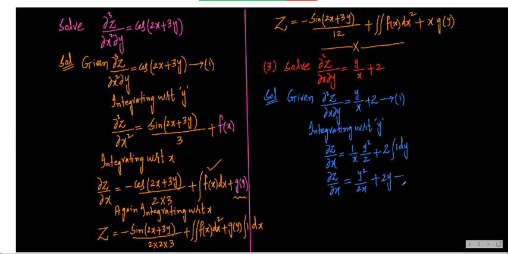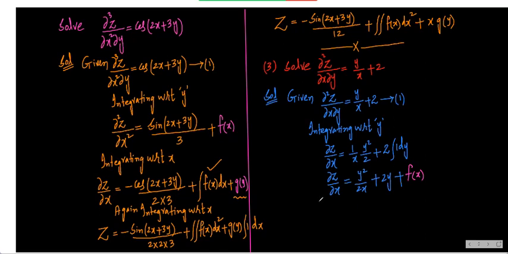After integrating with respect to y, that constant should be in terms of x. So how do we write that? That is f of x. Understand the concept now? Now continuing this problem.